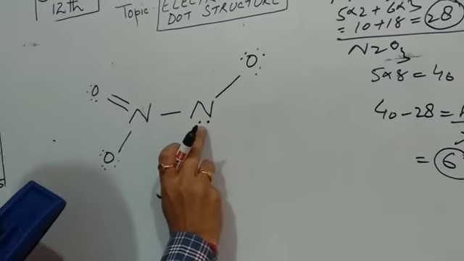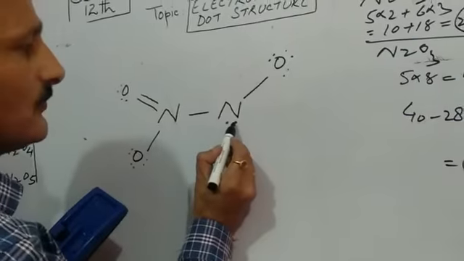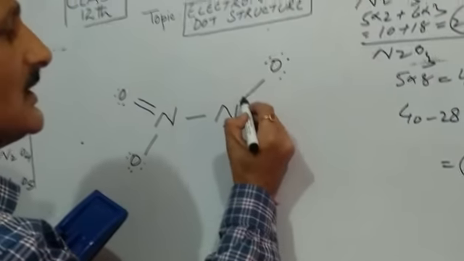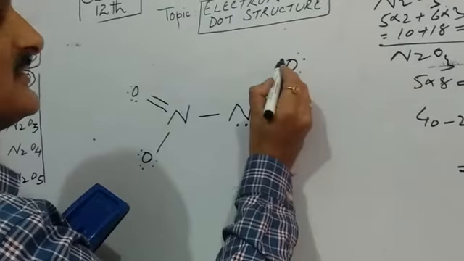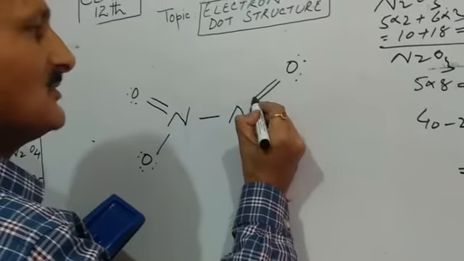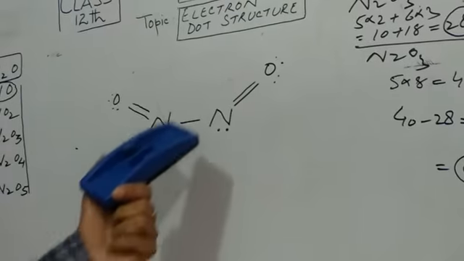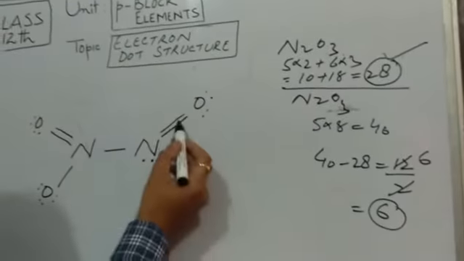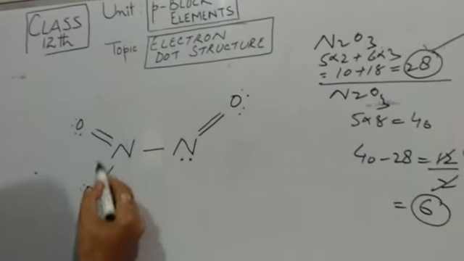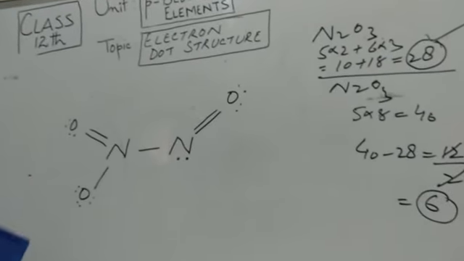Now finally we have to move to this nitrogen atom. It has 2 plus 2, 4, 4 plus 2, 6. So we will do what? We will shift these 2 electrons here in the form of this bond. So it can be one of the structures of nitrogen trioxide. Now you can count the number of bonds. You will find that there will be 6 bonds. 2, 3, 4, 5, 6. So this is the electron dot structure of nitrogen trioxide.